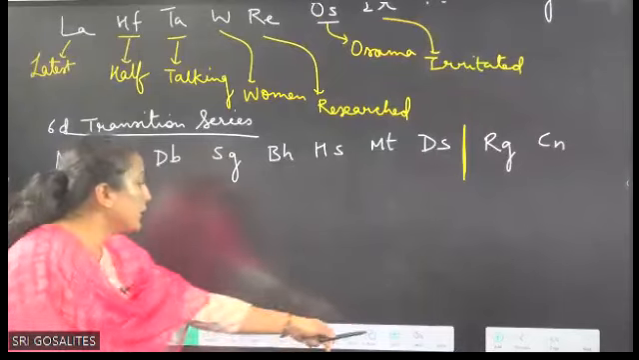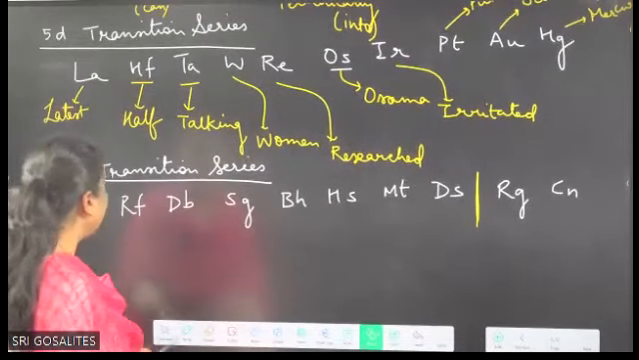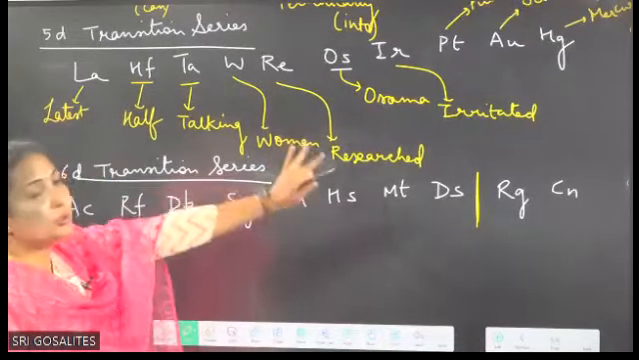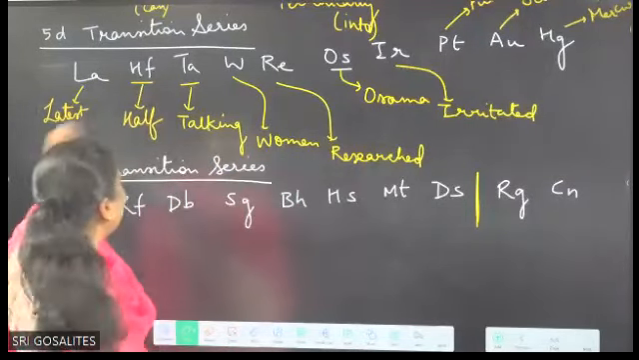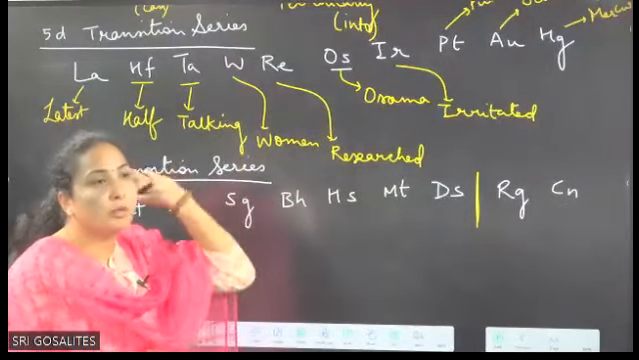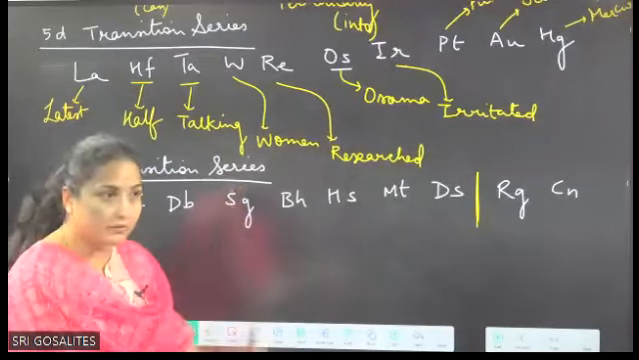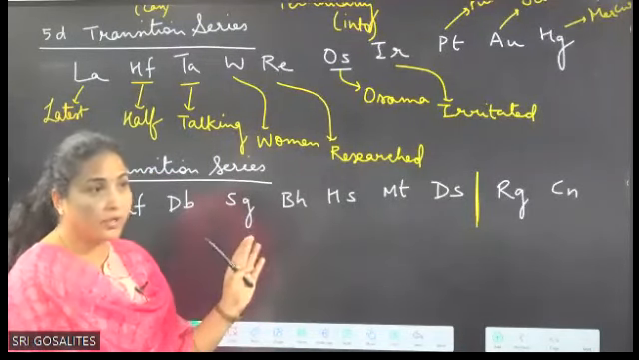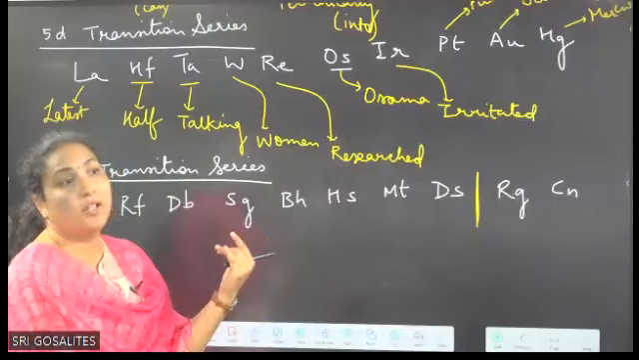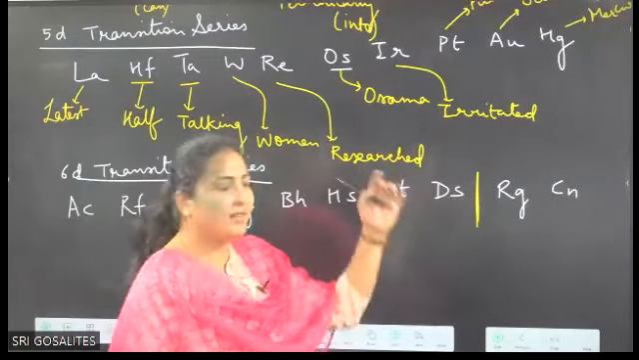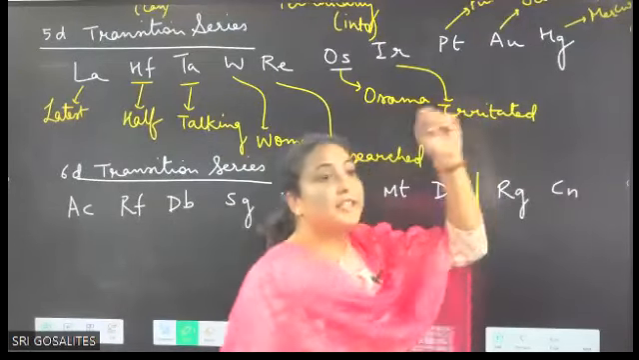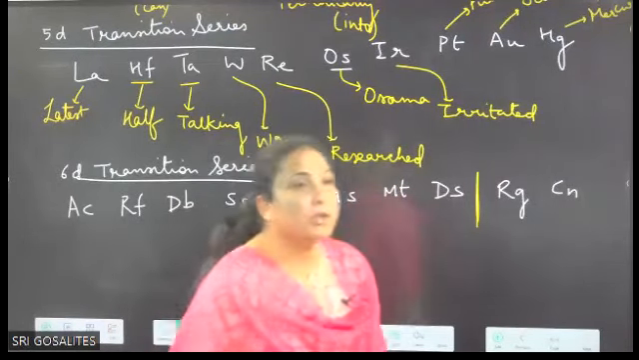Now see here, somebody was asking me about the 5D transition series. I told you that Osama is a person, right? To that person, somebody told that there is some latest half-talking woman who has been researched somewhere, right? And it is a kind of wonder, or he thought that this thing could not exist. So if it is existing, he got irritated, and in that irritation, he has put gold in mercury, right?